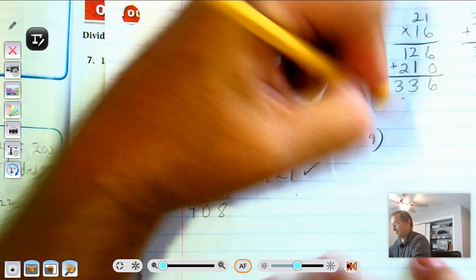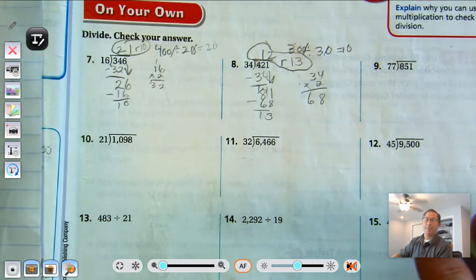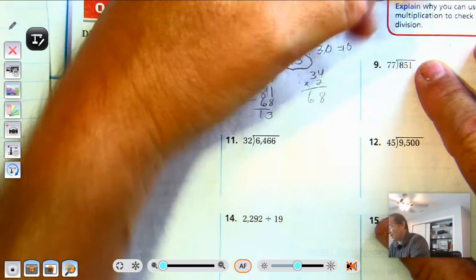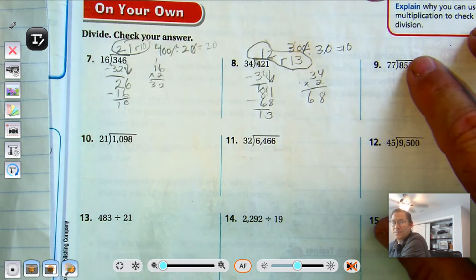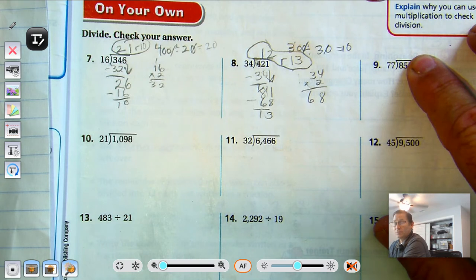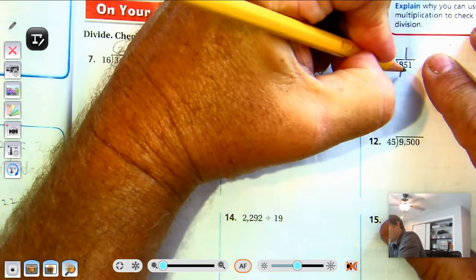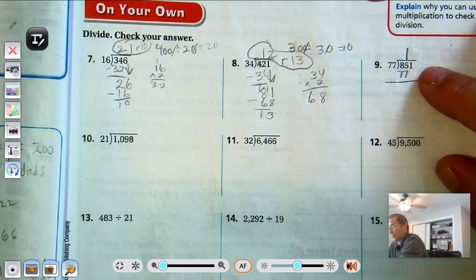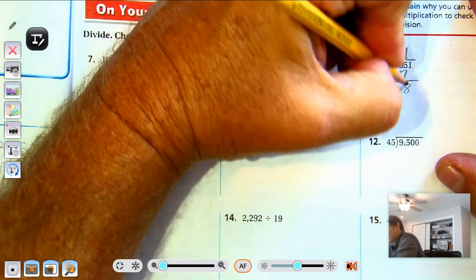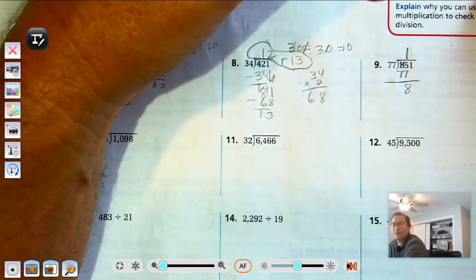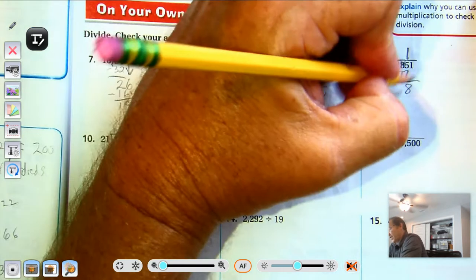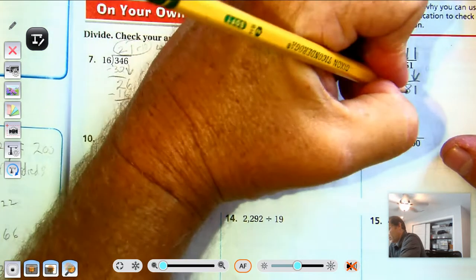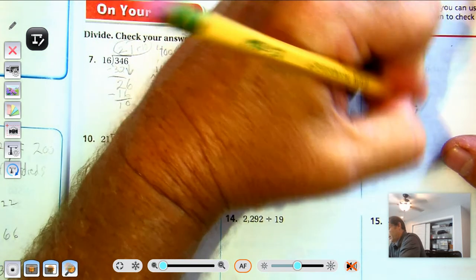Okay, let's move on to number 9. All right, 851 divided by 77. I'm going to go ahead and skip the estimate on this one because I know that 77 is really close to 85. So I know I can only get one set of 77s from 85. All right, so that leaves me with 8 tens. I'm going to trade those for 80 ones and bring down the 1 one. 81 divided by 77 is still going to be 1. And we get a remainder of 4.